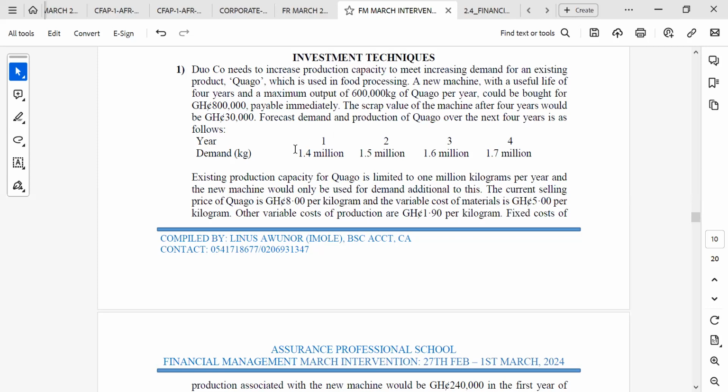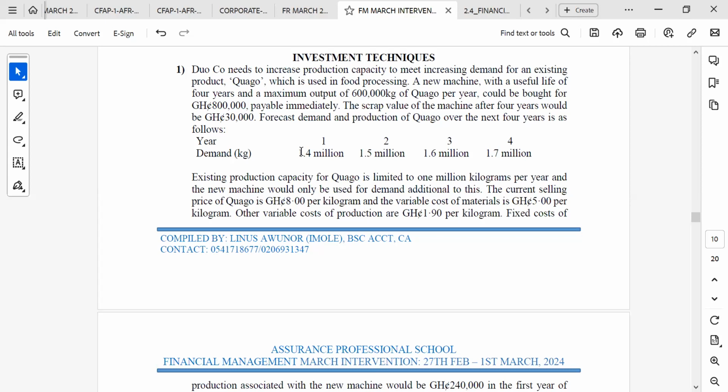Look at this place. These are the demand. Okay. But they say the existing production capacity for Kwego is limited to 1 million kilograms per year. And the new machine will only be used for the demand additional to what? To this. So in the first year, the new machine will produce how much? Additional 400,000. It will produce 400,000.